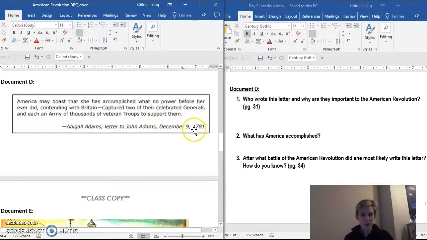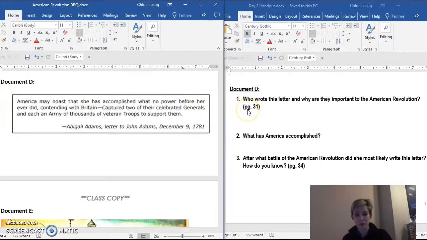This year sounds familiar to me. I feel like there was some battle that happened this year. Okay, let's read this. America may boast that she has accomplished what no power before her ever did, contending with Britain. Captured 2 of their celebrated generals and each an army of thousands of veteran troops to support them. So it sounds like she's describing America doing something good and really exciting, which is going up against Britain and doing well. Think about that. Think about who this person is. Think about this year. And with that knowledge in mind, answer your Document D questions.